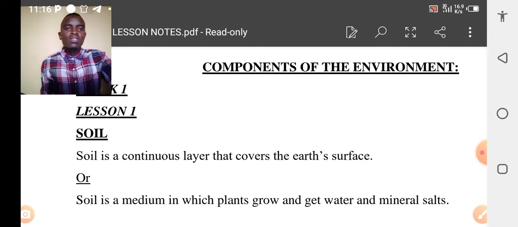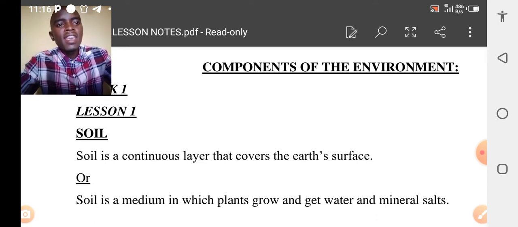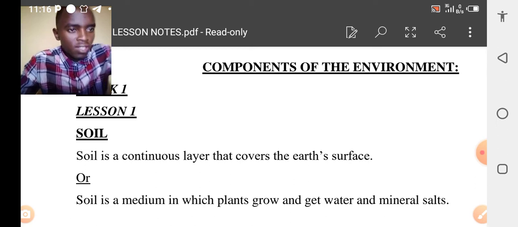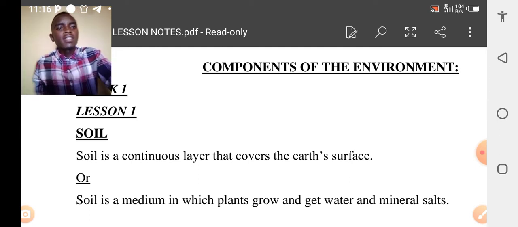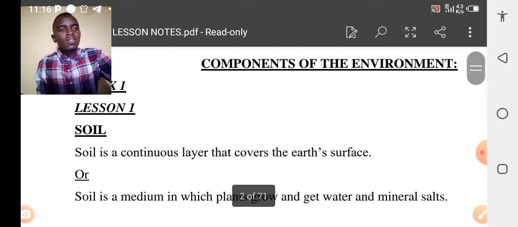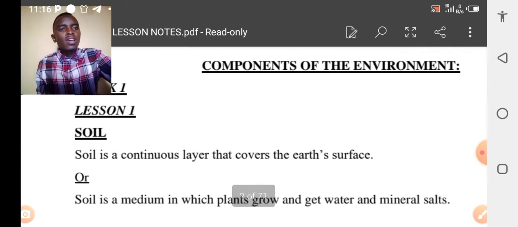The meaning of soil, or the definition of soil, is a continuous layer that covers the earth surface. Or you can say soil is a medium in which plants grow and get water and mineral salts. This is the second definition: the medium in which plants grow and get water and minerals.